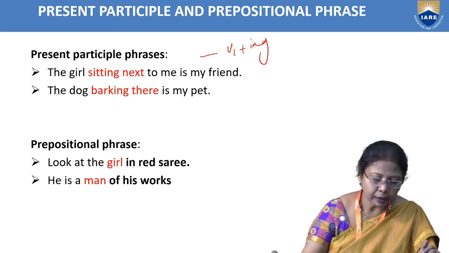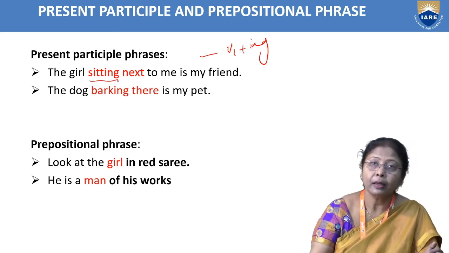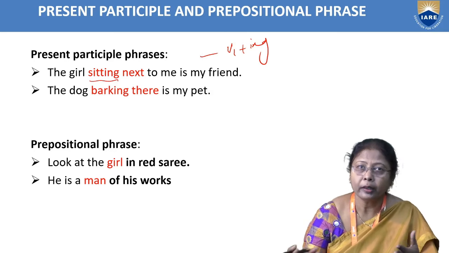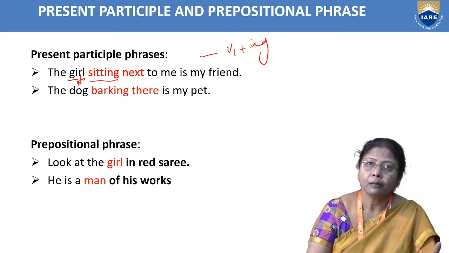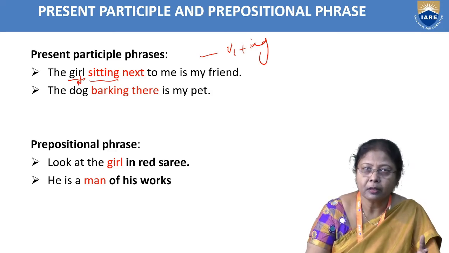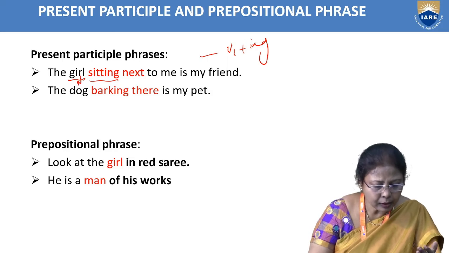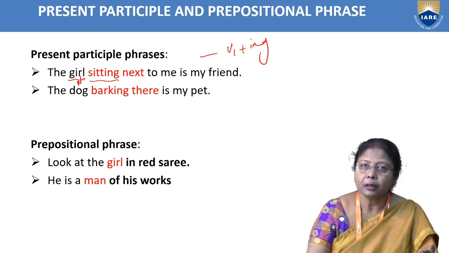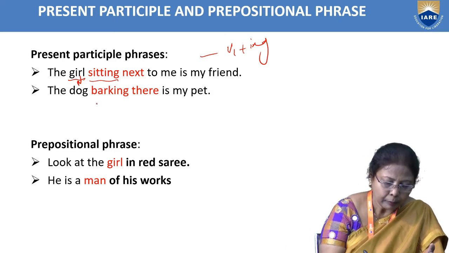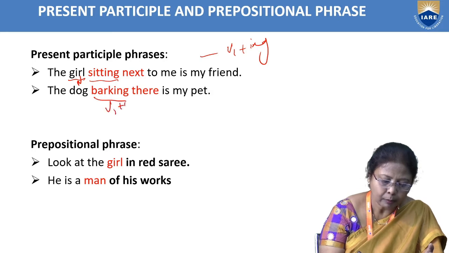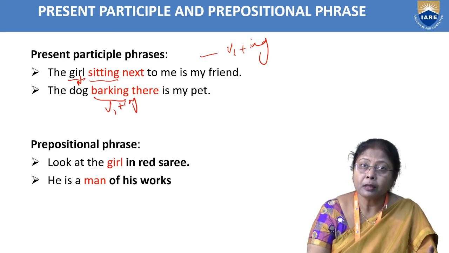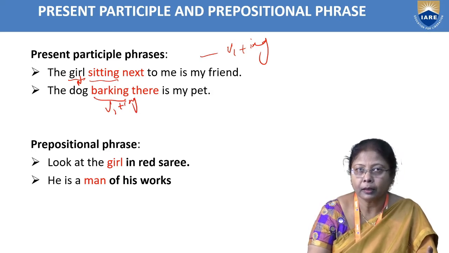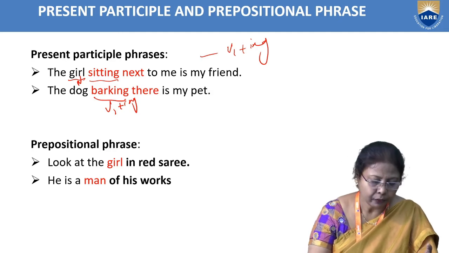What is the present participle here? Sitting, V1 ing form. Where is it located? After the noun. This is a post-modifier. And the next one is: the dog barking there is my pet. See here, barking is a V1 plus ing form. It's a present participle. Barking there is a present participle phrase.